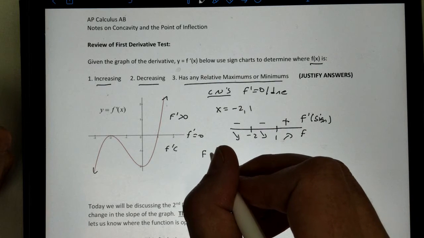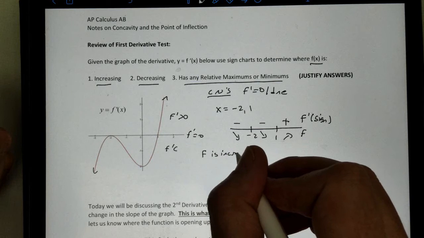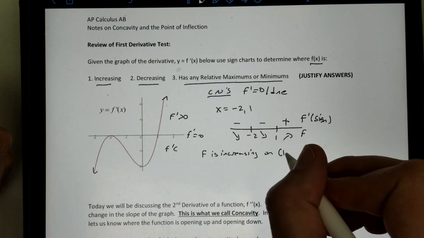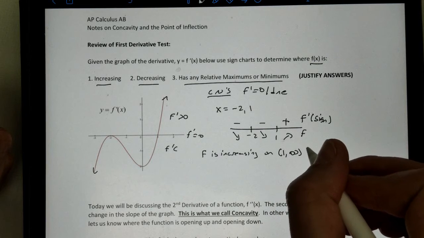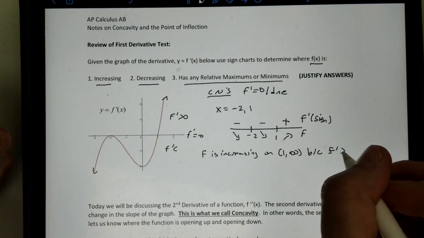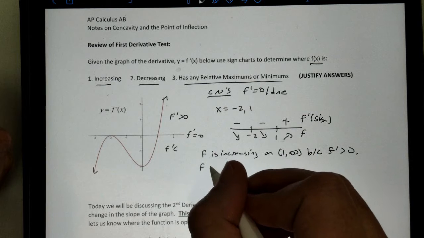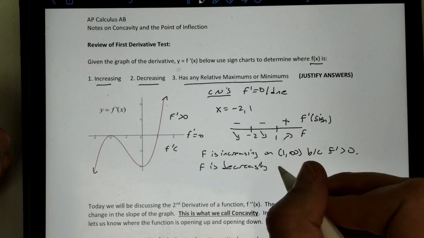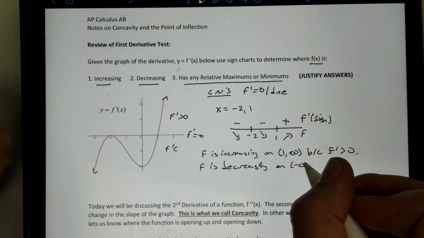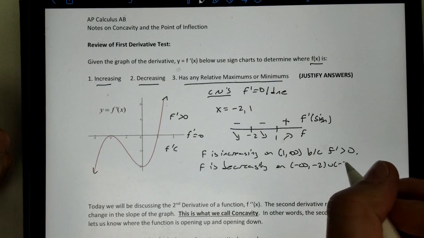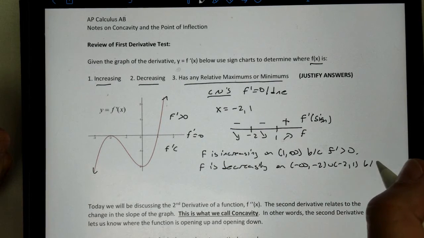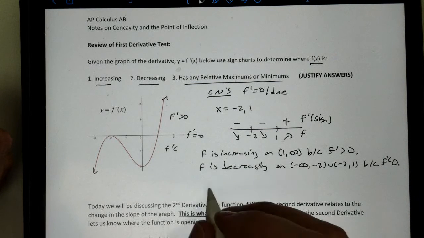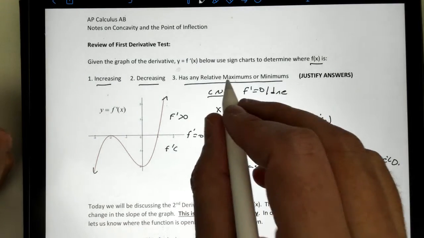We can say f is increasing on the domain 1 to infinity, and that is because the derivative is positive. F is decreasing on the domain -infinity to -2 or -2 to 1, and that is because the derivative is negative, less than 0. And we want to find out any relative max or mins.